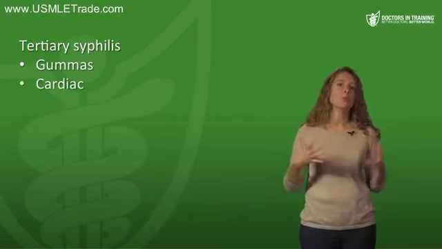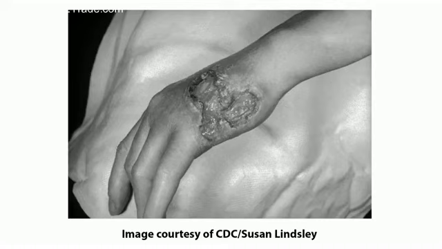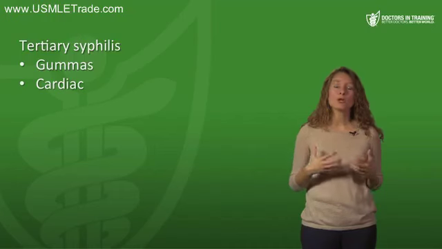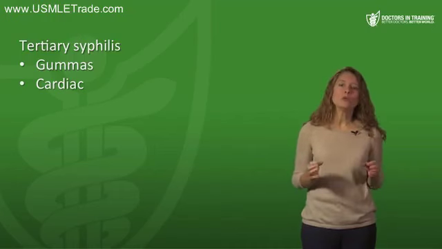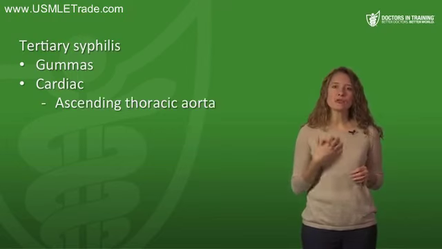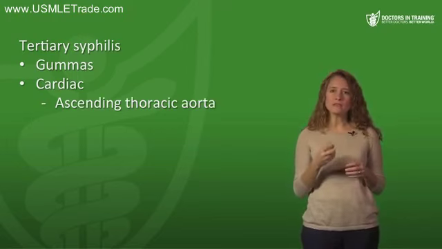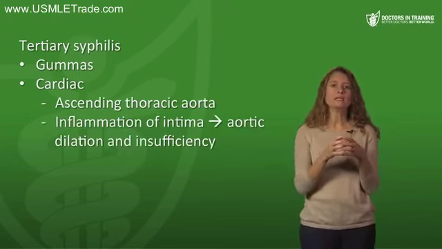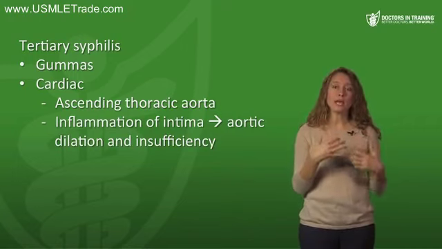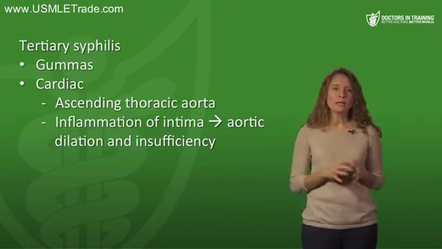Okay, so gummas. What the heck are gummas? These are granulomatous lesions that can be found in the skin, in bones, or even in internal organs. What about cardiac complications? What do we see? Well, these often involve the ascending thoracic aorta. Syphilis causes inflammation of the intima, leading to dilation of the aorta and to aortic insufficiency.